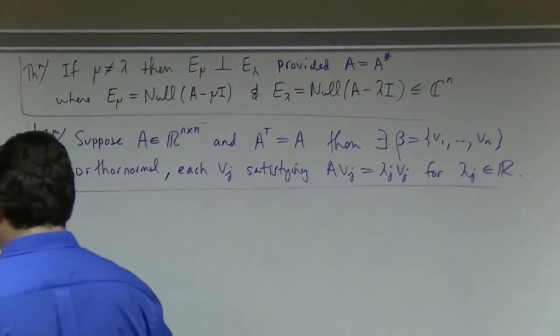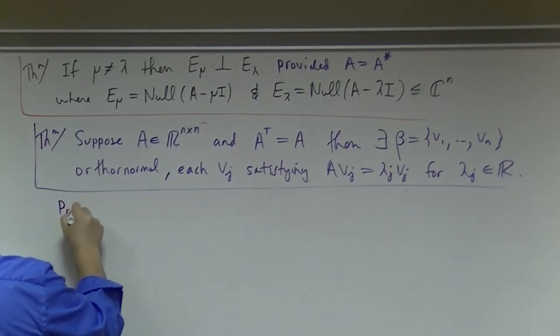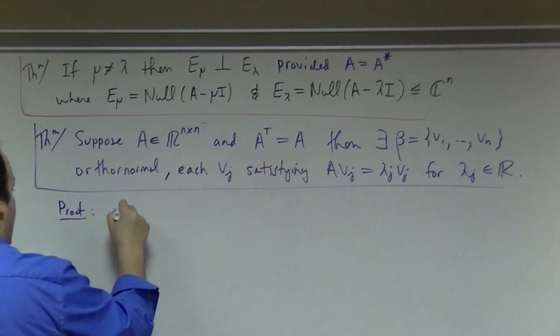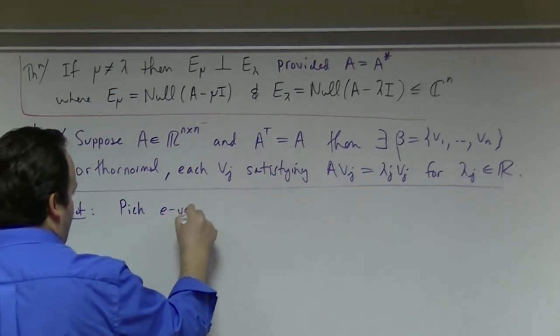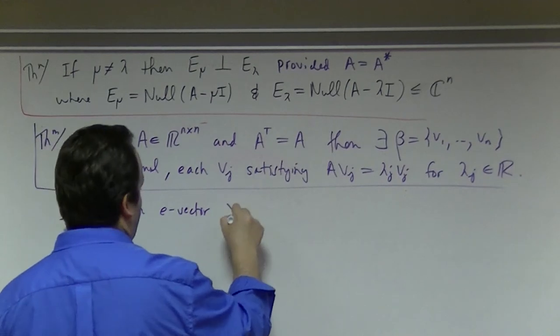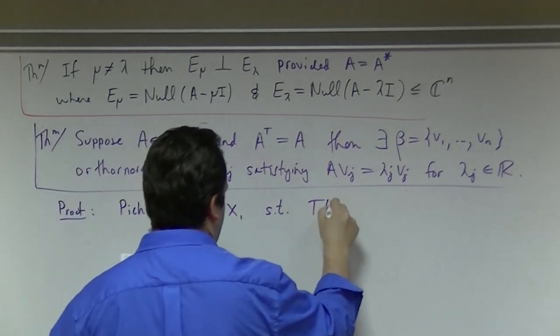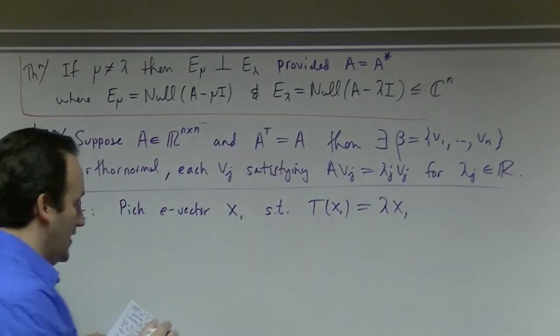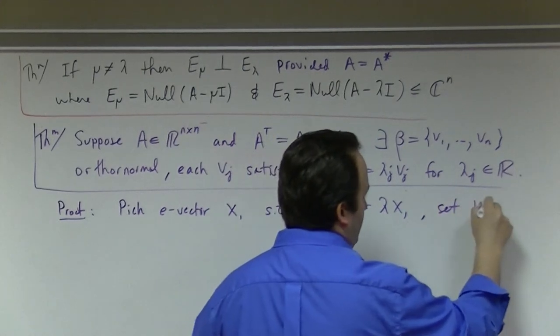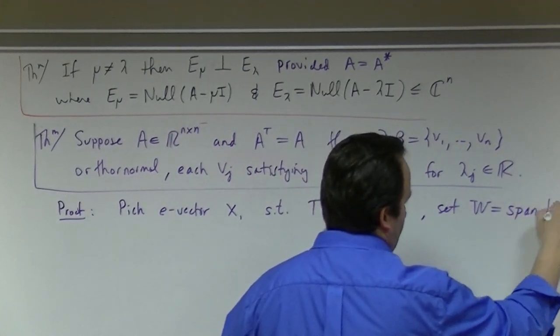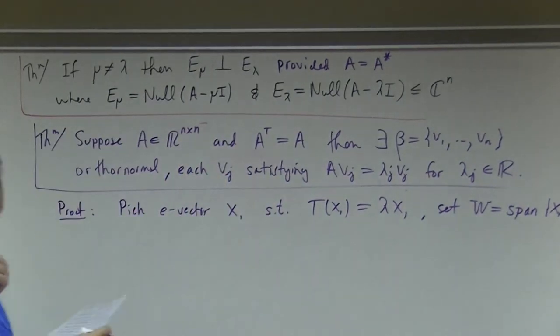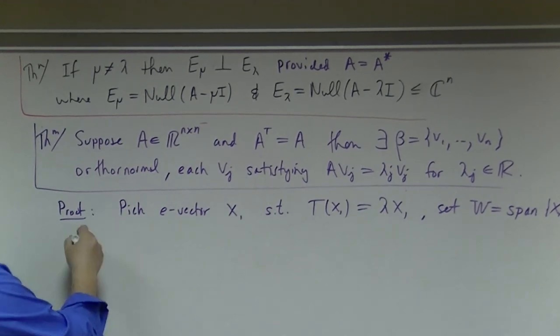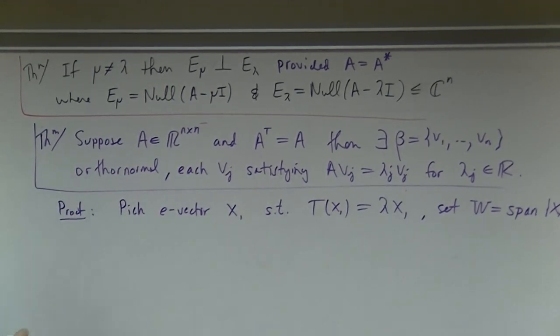Excellent. All right, so the proof. Take an eigenvector x1 such that T of x1 is equal to lambda x1, and then set W equal to the span of x1. The proof is by induction on the dimension of the space. If n equals 1, we're done. There's nothing really to do.